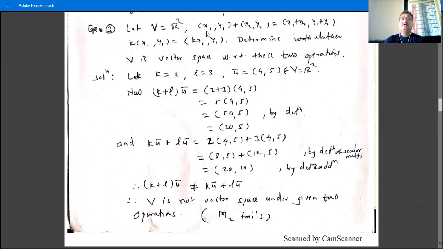These 5 properties relate to the operation addition, and this operation addition is the usual addition in R2, and therefore these 5 properties are obviously satisfied for this set V under these 2 operations. And the remaining 5 properties, that is property C2 and M1, M2, M3, M4, correspond to the operation scalar multiplication, and some of these 5 may fail for this set.